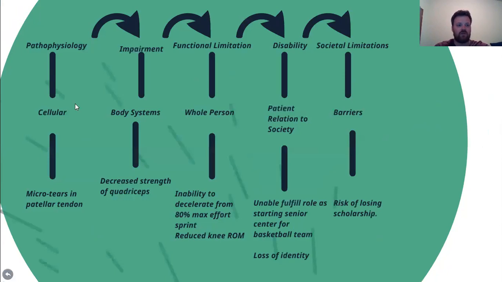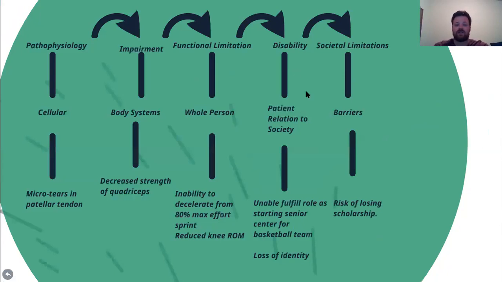I personally support more. So again, we have the pathophysiology on a cellular level, which involves microtears of the tendon. The impairment at the body system level is decreased quad strength, the quadriceps. The functional limitation, focused on the whole person, is their inability to decelerate from, let's say, an 80% max effort sprint, and maybe even reduced knee range of motion, maybe because it just hurts for them to flex and extend their knee.